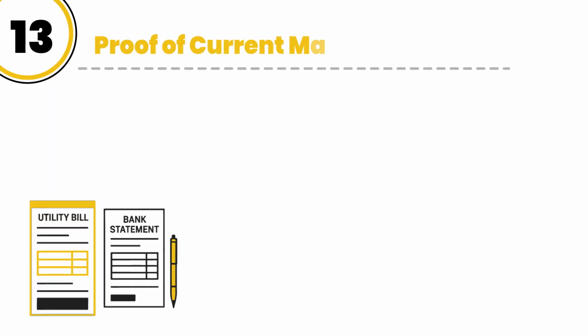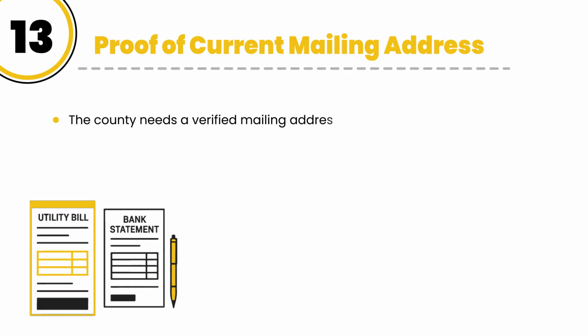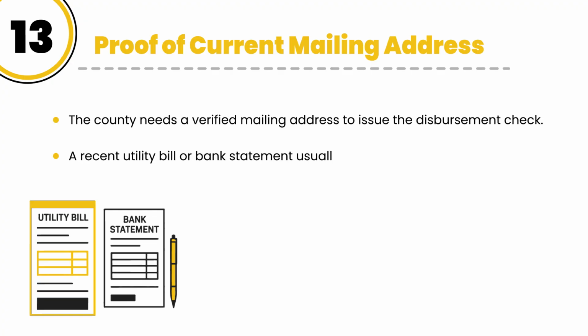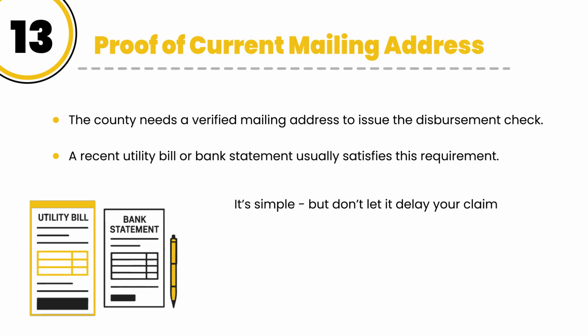13. Proof of current mailing address. The county needs somewhere to send the check. A utility bill or bank statement addressed to the former owner at their current address works in most counties. It's a simple document and really easy to get. Do not let it be the reason a disbursement gets delayed.